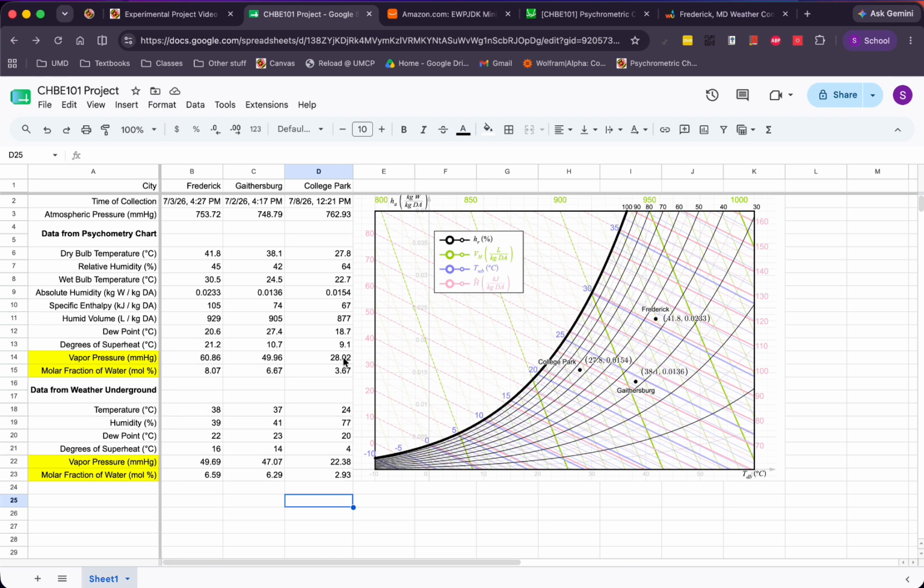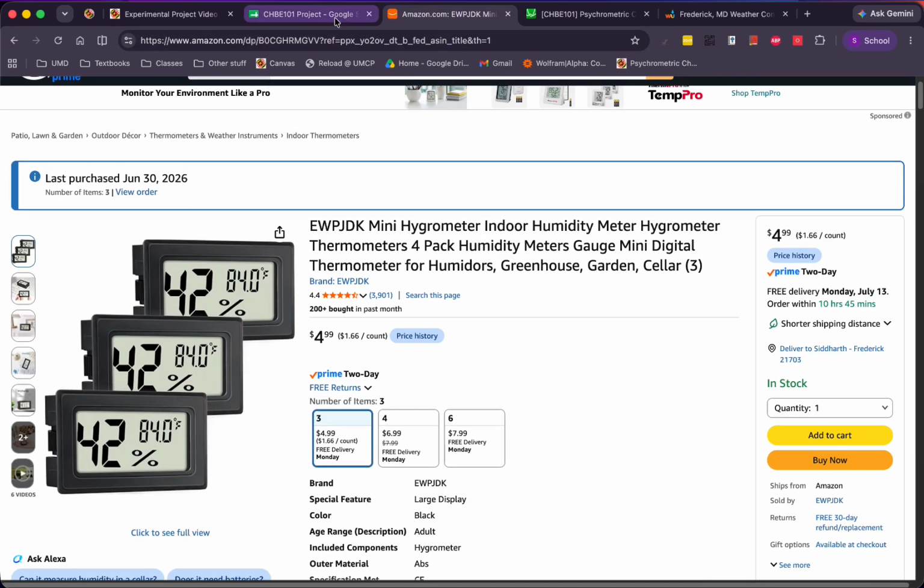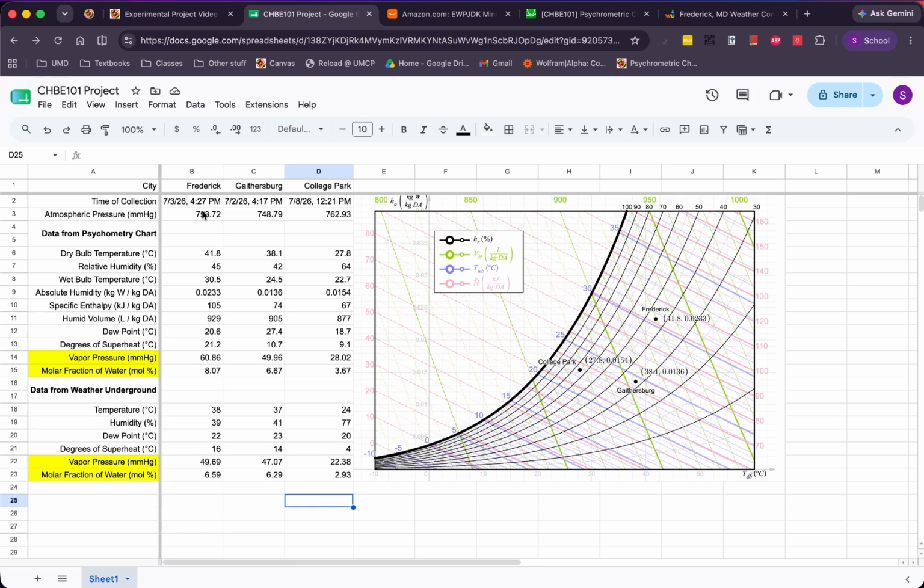This experiment is very easy to replicate. You just drive to another city, use one of these to record the temperature and humidity, and store that into a spreadsheet, for example. There's very little safety risk. However, if it is extremely hot outside, for example, as it was in Frederick and Gaithersburg, I would suggest against staying outside for too long because it could lead to heat exhaustion or other related effects.